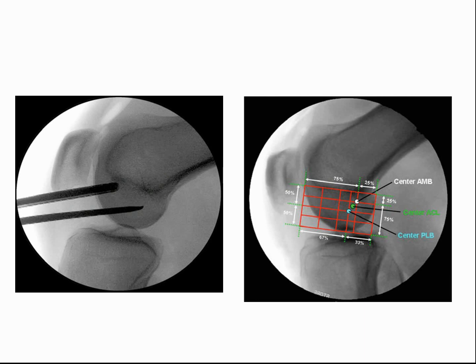Using a grid system described by Bernard and Hartel, we can actually identify the center of the anteromedial bundle, the center of the posterolateral bundle, and the center of the ACL depending upon the calculation.